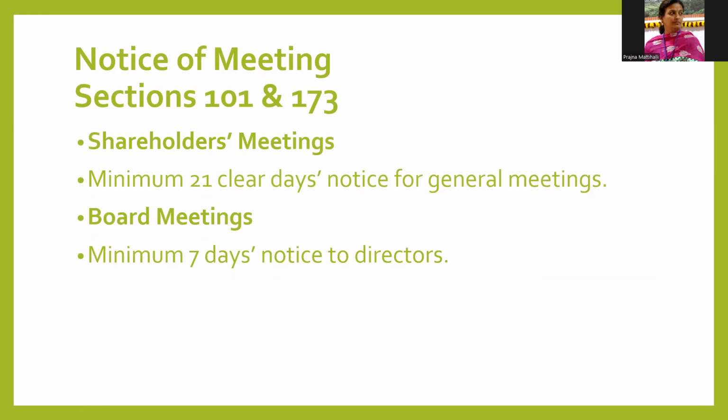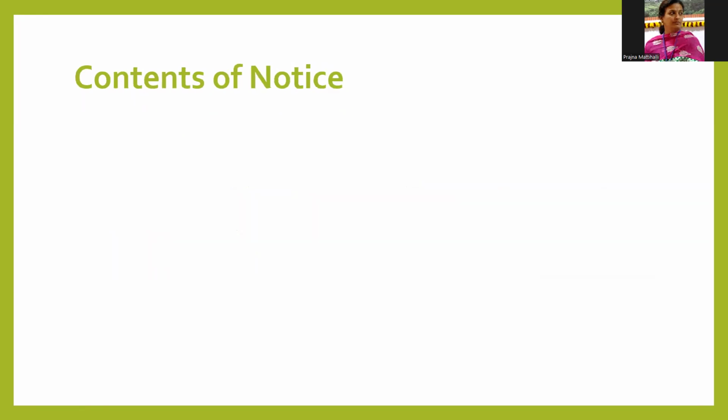reached to the shareholders? Because they have to prepare. They should know what is going to be discussed in the meeting. They should prepare themselves to attend the meeting, because a meeting doesn't want the member to be present only physically. They should contribute to the meeting, which means they should know the things and be able to discuss in the meeting. Therefore, minimum 7 days before, every director should be given the notice. Minimum 21 days before, every shareholder should be given the notice of the meeting.